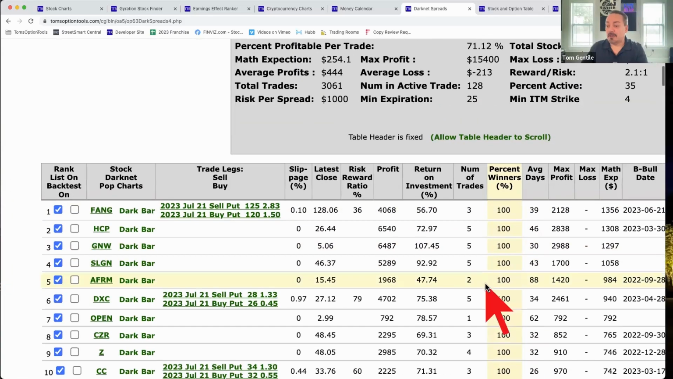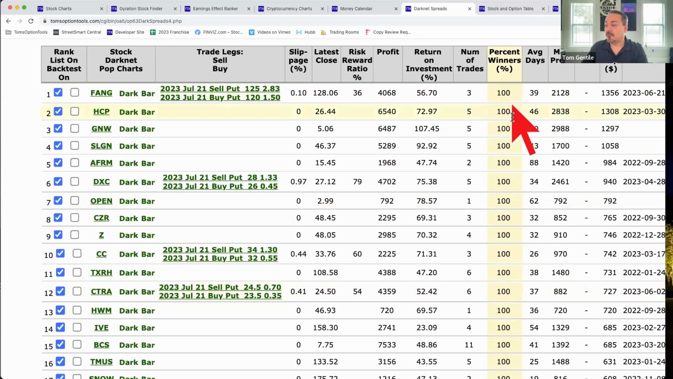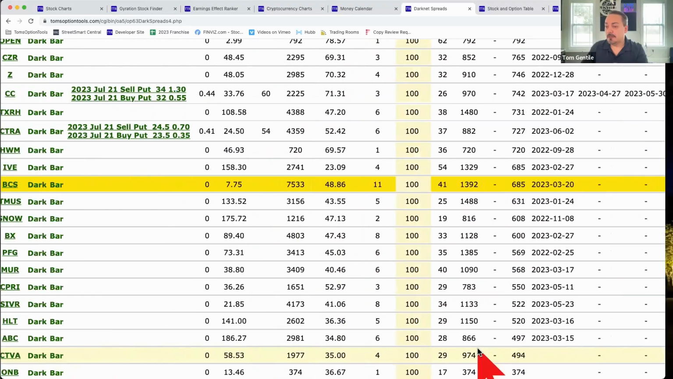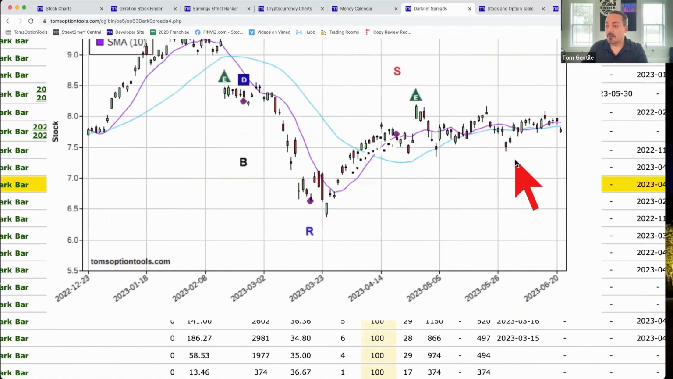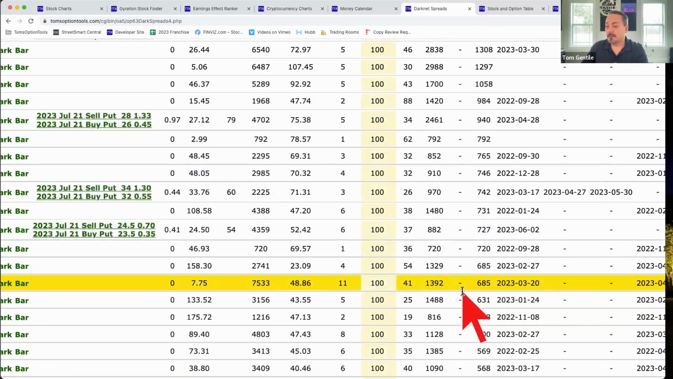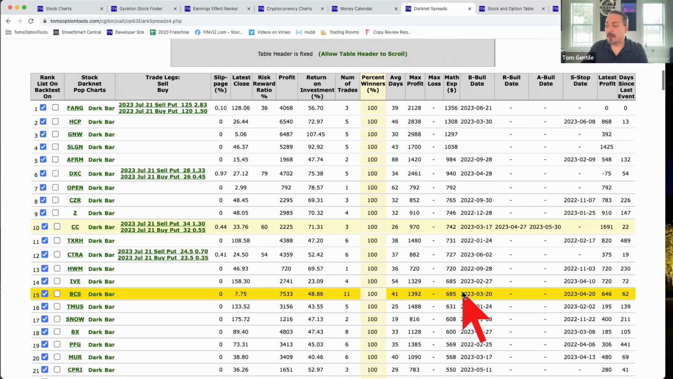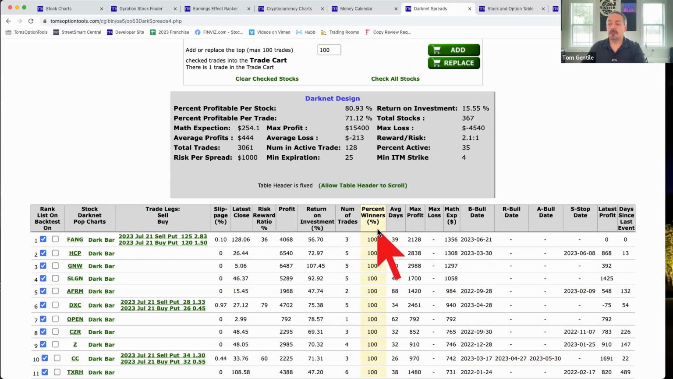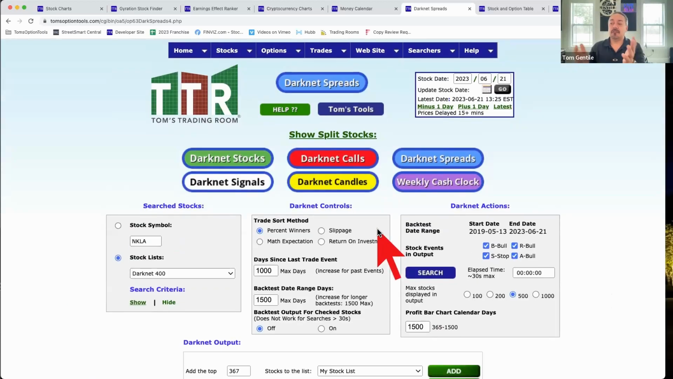And I can come down and I can see the call option trades. Here's all the 100%ers. Moving down, BCS, the last call option trade. This was 11 trades on BCS. And again, we can look at the Darknet scan and we can see, wow, okay, here was a buy. Wow, that didn't work out so well, but it had a second buying opportunity down here. And of course, the sell came in. So yeah, we can rank things by percent winners. We can rank them by the best return on investment, et cetera. That's a way of looking at the actual stocks to calls to spreads to really get an idea of what strategy works best on this particular trading system.